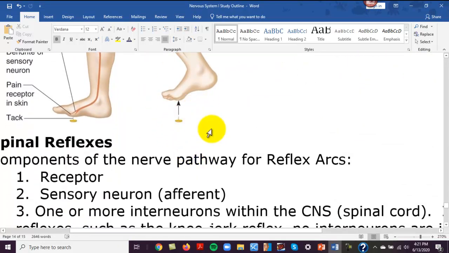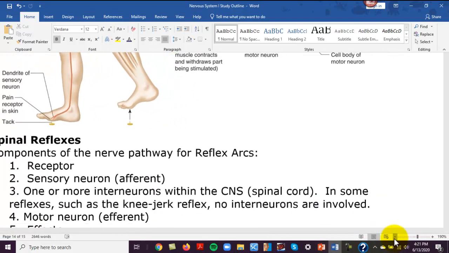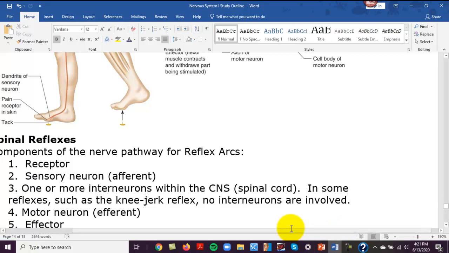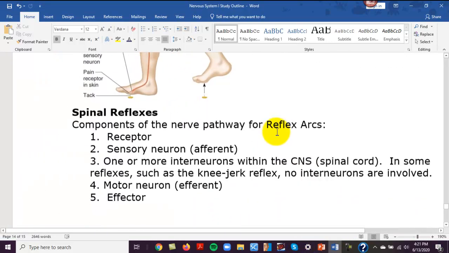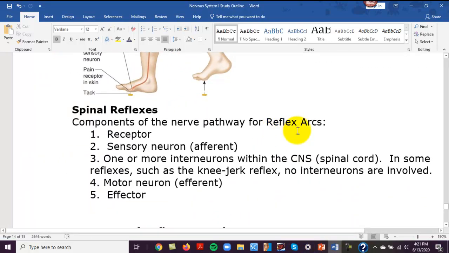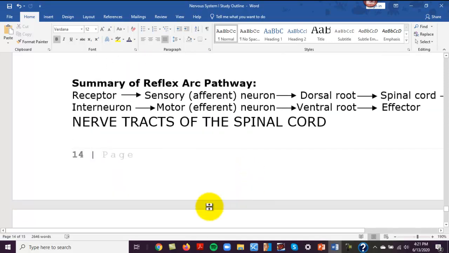Hopefully the tack's not stuck inside there. So that is a reflex arc. You have to know the entire pathway and know both terms, afferent and efferent. So here's a nice little list: receptor, sensory neuron, one or more interneurons within the central nervous system, spinal cord. Like I said, there's an exception. Motor neuron, effector.